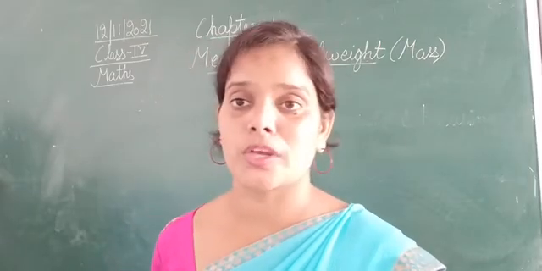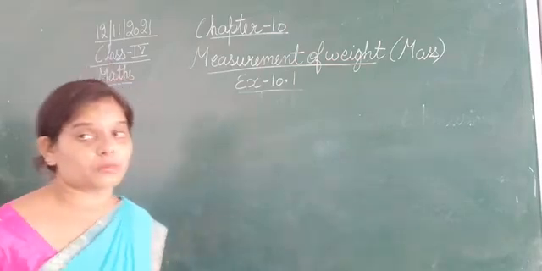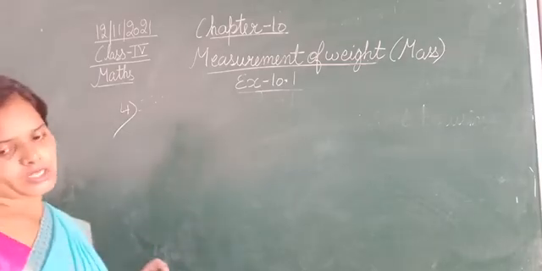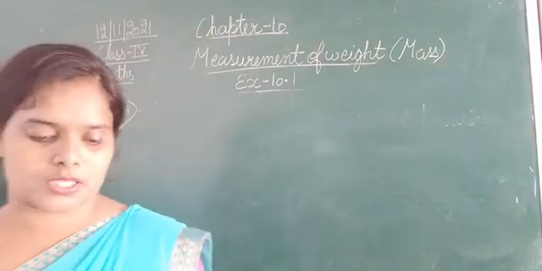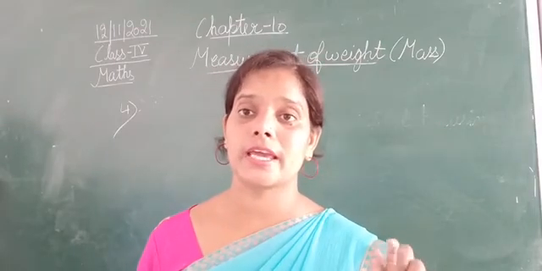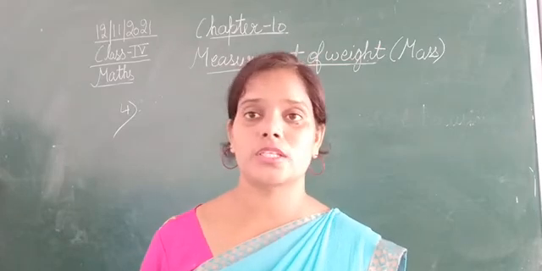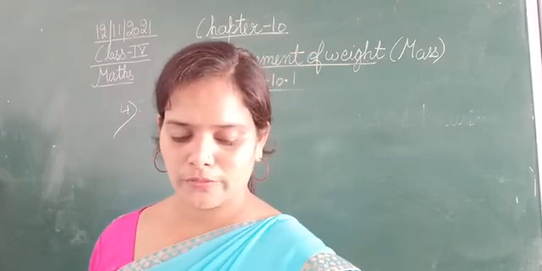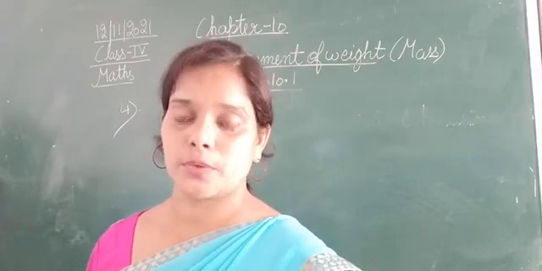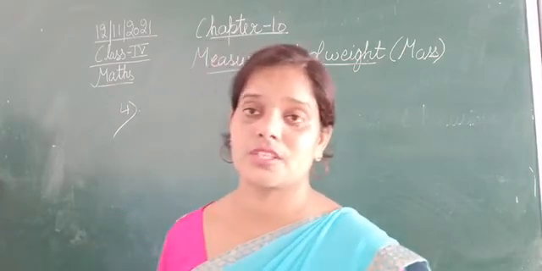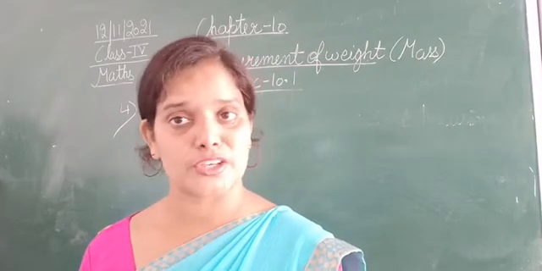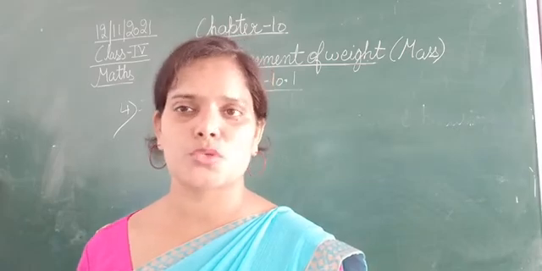Now let's begin with question number 4. The question is to convert into grams. So we need to convert all the given units into grams. In all four parts, A is 1/4 kg, B is 1/8 kg, C is 3/10 kg, and D is 2/5 kg. All the measurements are given as fractions, but we need to convert them into grams. So let's begin.